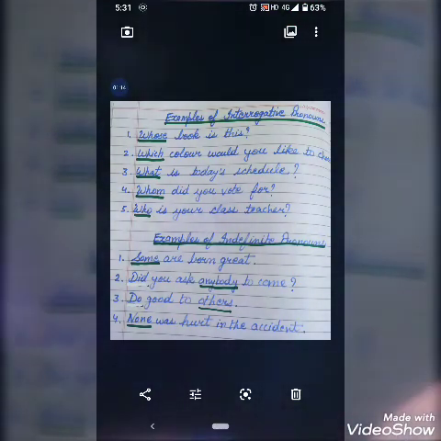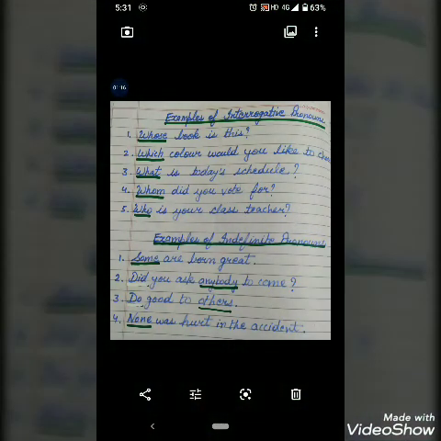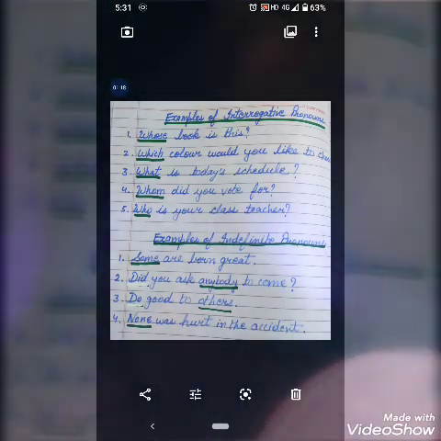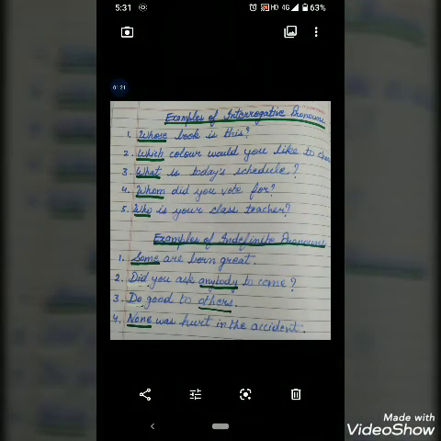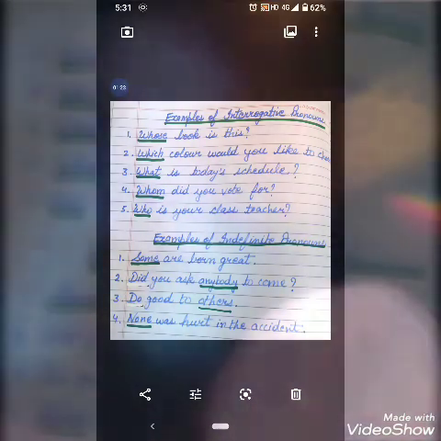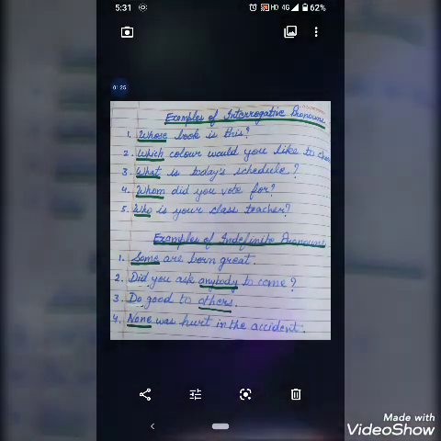Do good to others. Dusron ke saath achha karo. Here others is the indefinite pronoun. Why? Because others can be anyone. Others, we are not talking about a particular person.